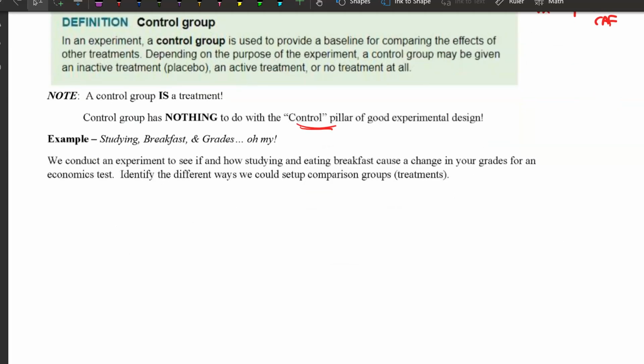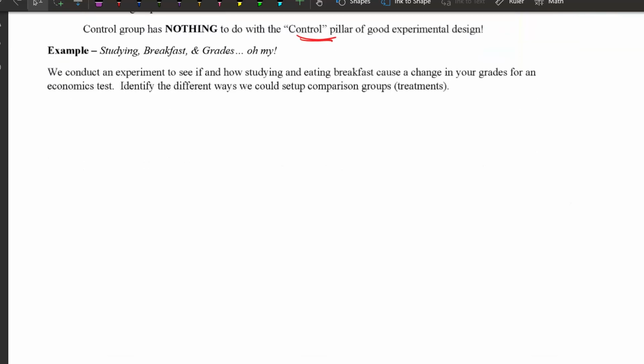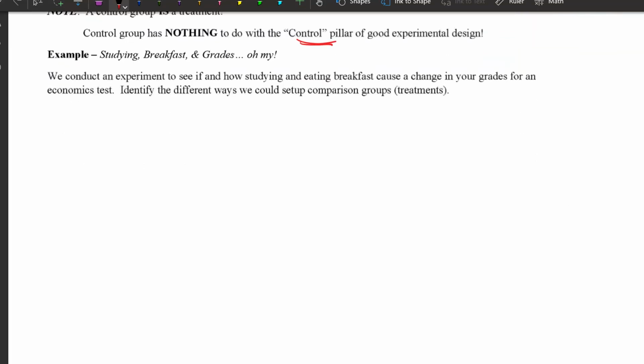We conduct an experiment to see if and how studying and eating breakfast causes a change in your grades for an economics test. Identify the different ways we could set up comparison groups or treatments. Okay, so we're conducting an experiment to see how studying and eating breakfast causes. So we got 2 factors. We got study and we have breakfast.